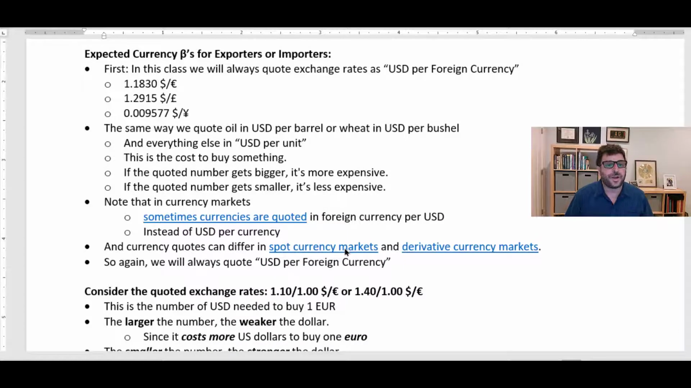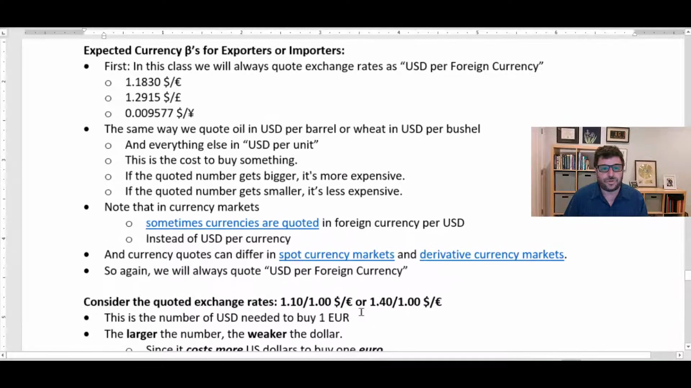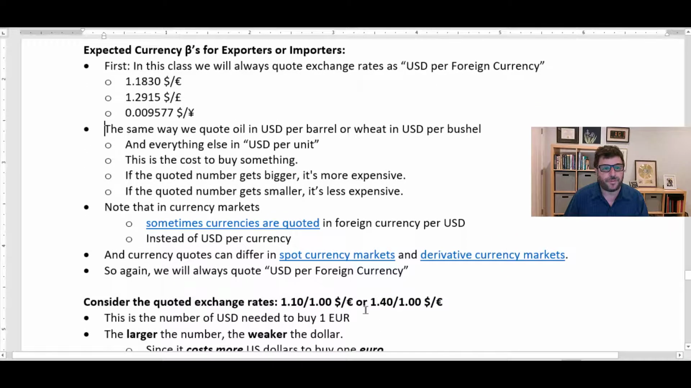Let's talk briefly about adding a currency factor to our regression model. And we'll always do this from the perspective of a US company. We want to think about what happens to the profits of an exporter versus the profits of an importer when the currency exchange rate changes, when the US dollar strengthens or weakens relative to another currency.